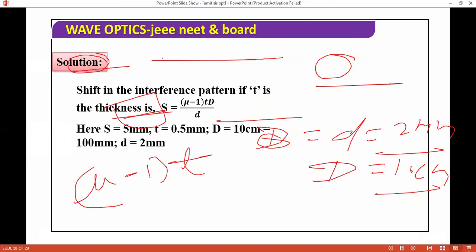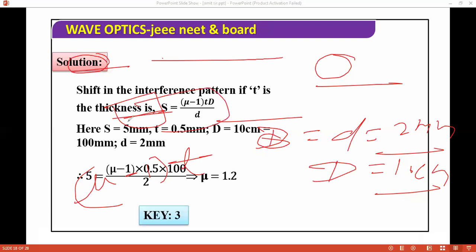So from here you can see that if you put in all the values, you can get the values, and from here the shifting. So basically, in terms of pattern, you always use this relation. Shifting is equal to (mu minus one) times t, and the fringe shift is capital D divided by small d. You put it in and you will get the values. It's very easy, and you can do these questions.